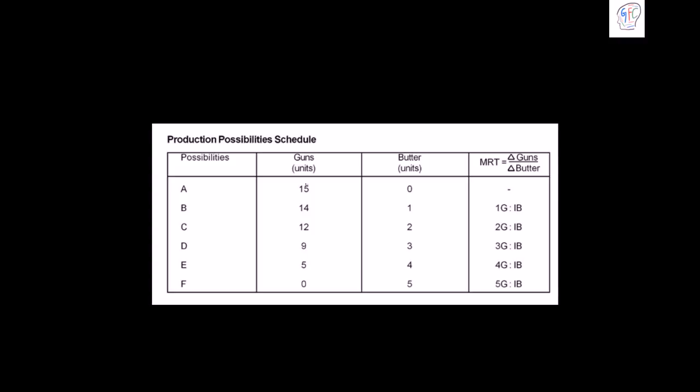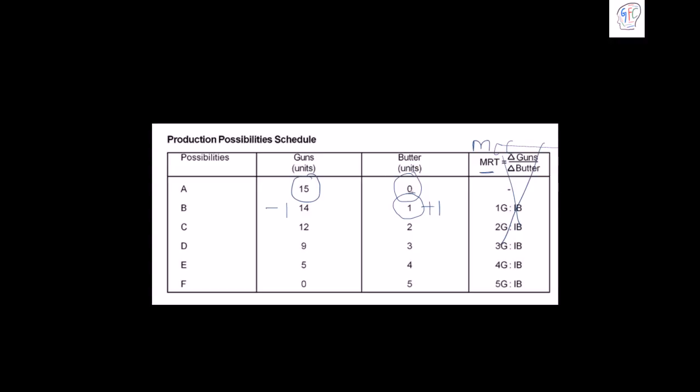So over here, see, combination A suggests that we have 15 units of guns and 0 units of butter. But combination B says that if you start producing 1 unit of butter, then you are required to lose 1 unit of gun. So if this increases by 1, this has to decline by 1. Now, what is this phenomenon all about? This phenomenon is about the marginal rate of transformation, also known as MRT. Now, some of you might be thinking, why MRT? We are going to answer that in another lecture, where we will discuss MRT in detail. But right now, without understanding MRT, I want you to just focus on how guns and butter are being discussed here.